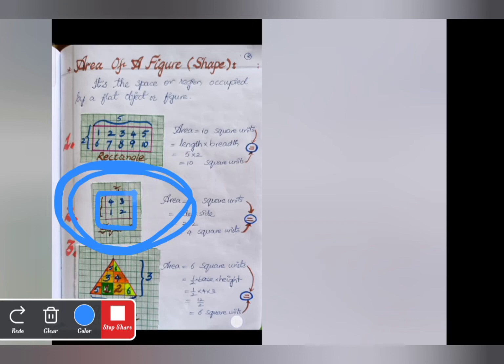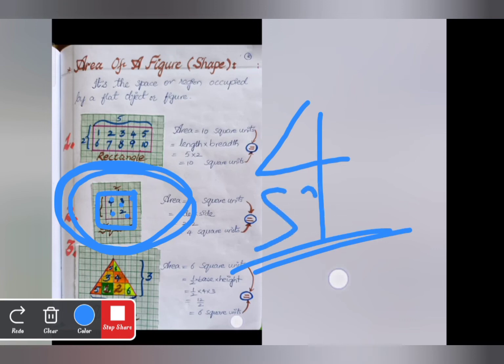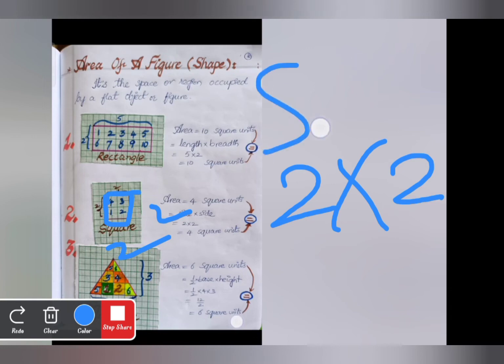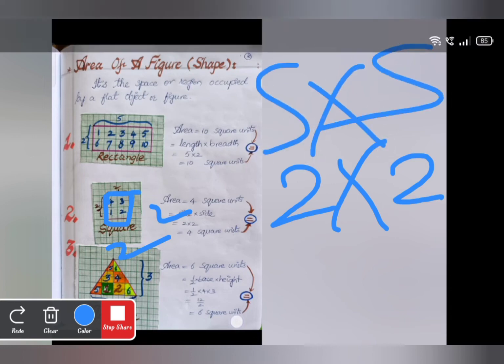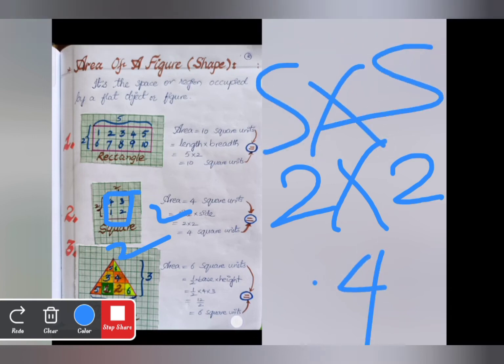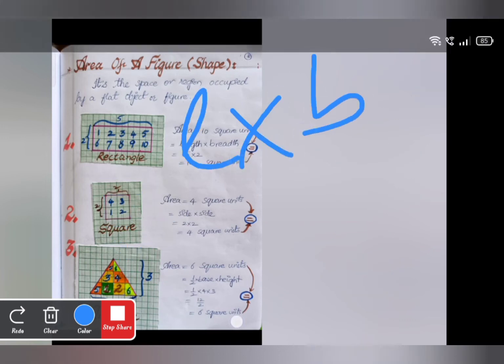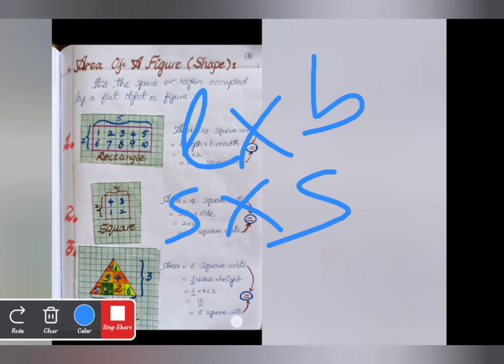This is the square. So how many boxes are we getting here? 4 boxes we are getting. So 4 square centimeter is the area. And here each side is 2, 2, 2, 2. So 2 into 2, side into side, will give us 4. Side into side. So this formula will be L into B. This will be side into side.